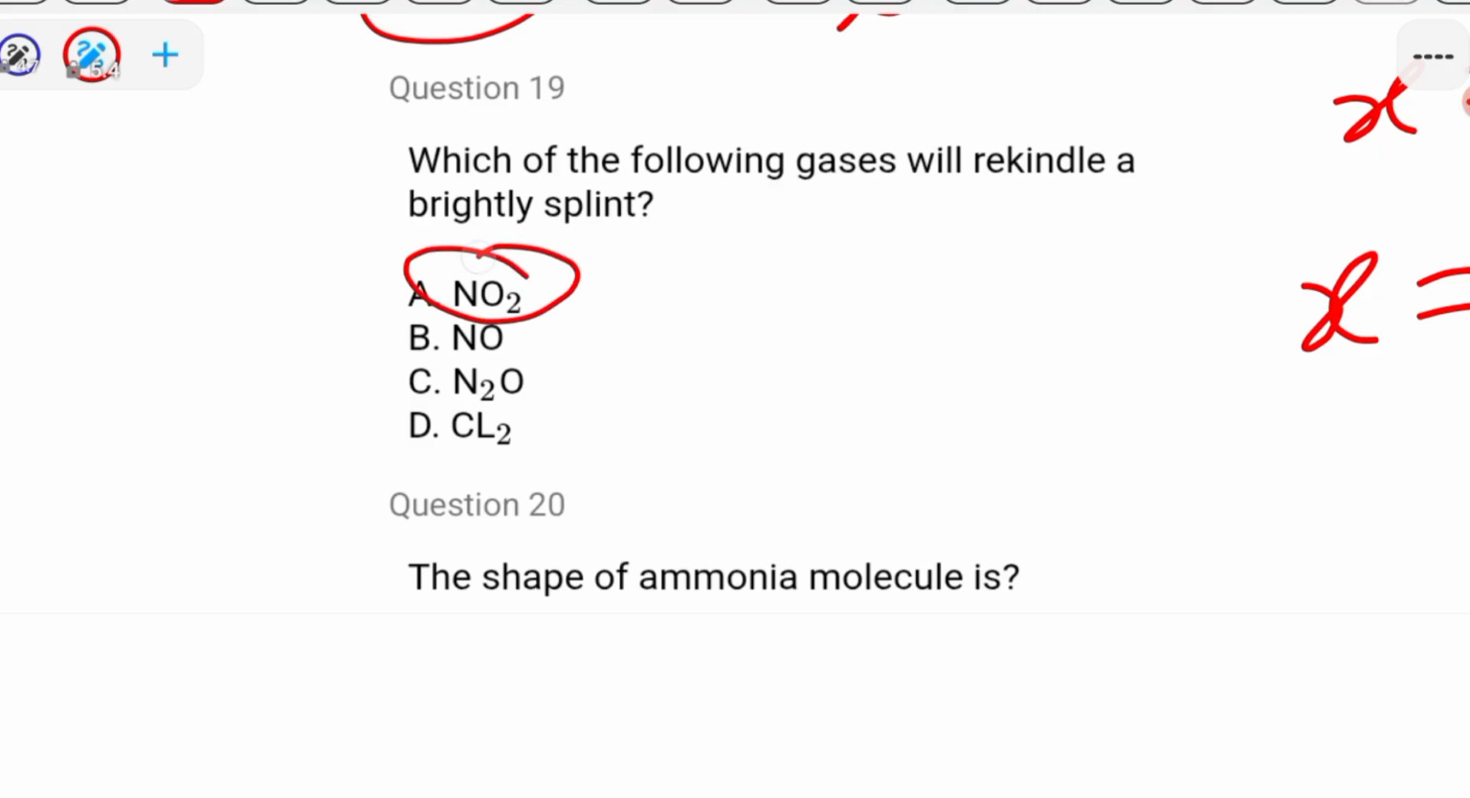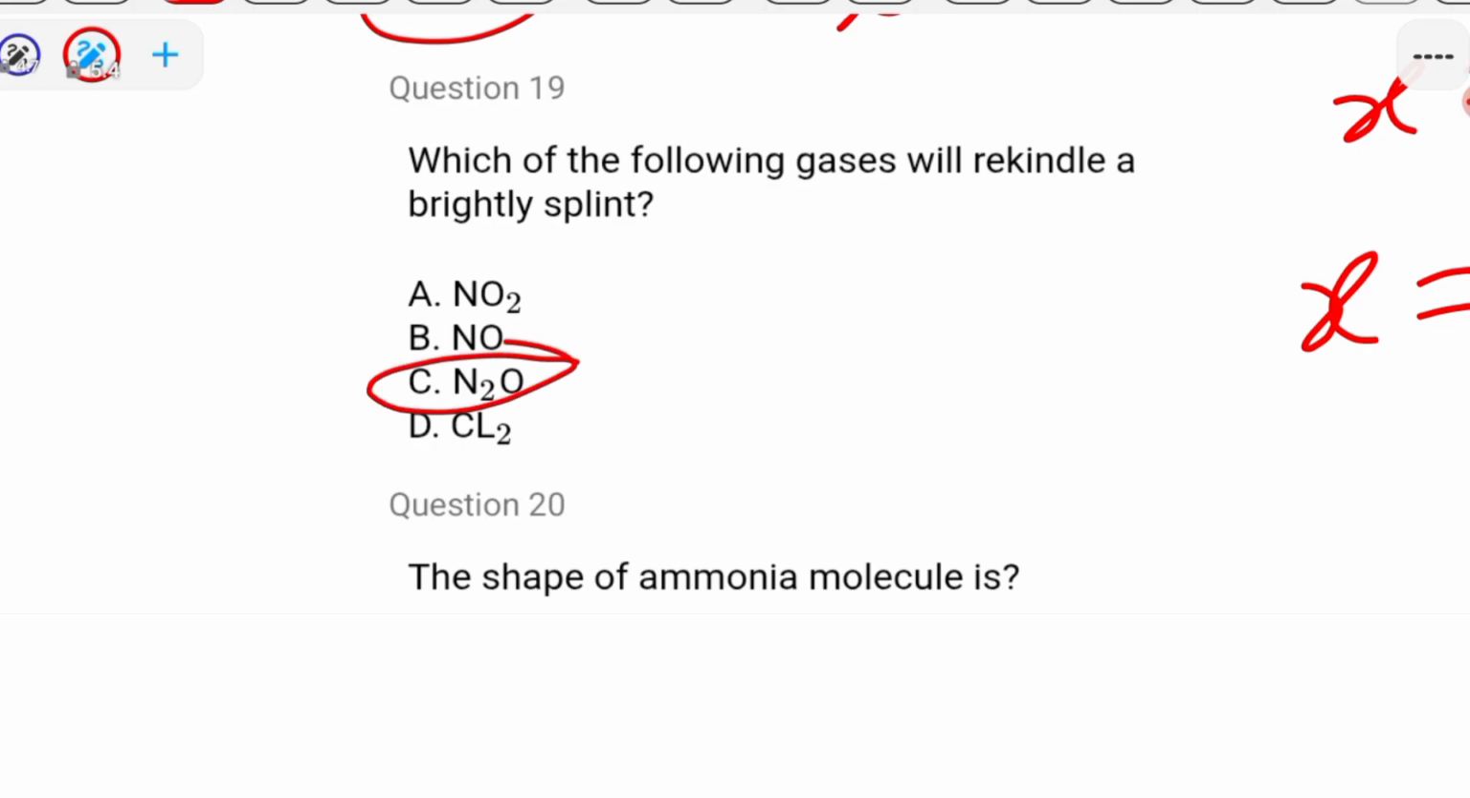So NO2 can decompose at very high temperatures. When you decompose it, it will give you oxygen, but that's at a very high temperature, which is not what a glowing splint has. The next one is nitrogen oxide, which is NO. It does not support combustion either.